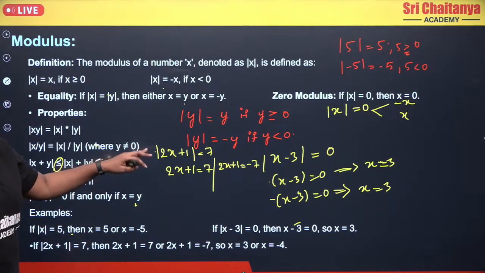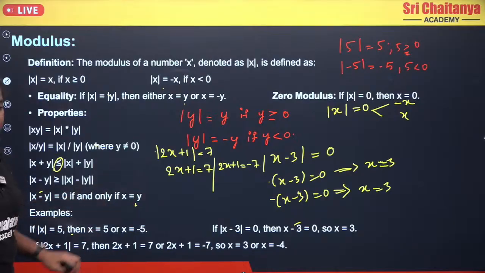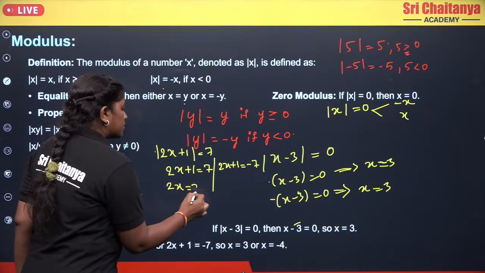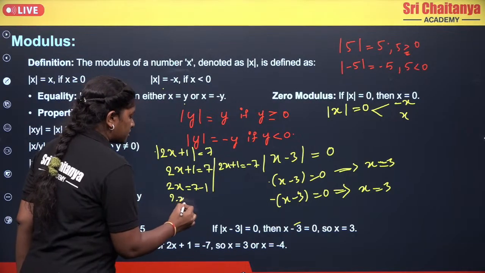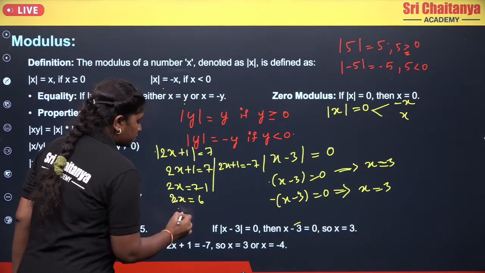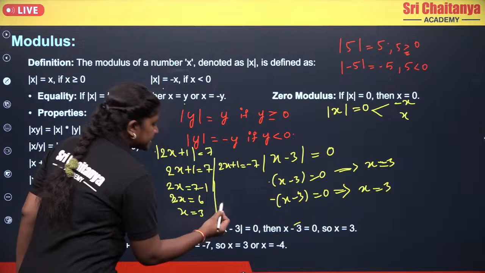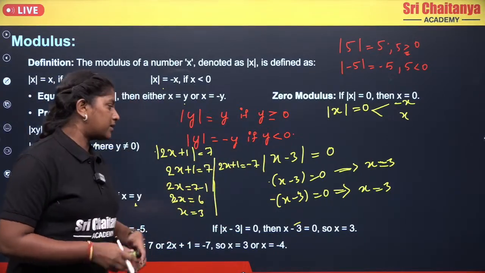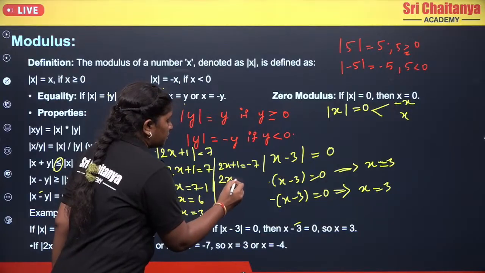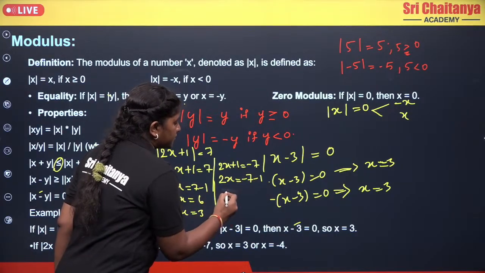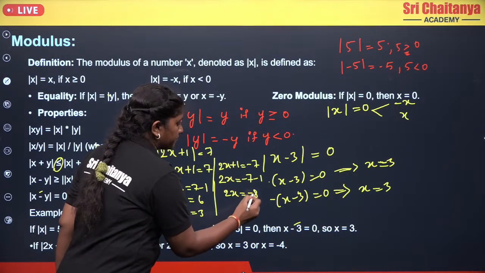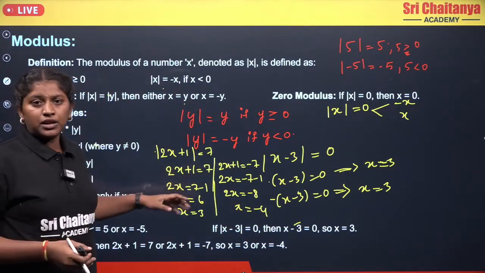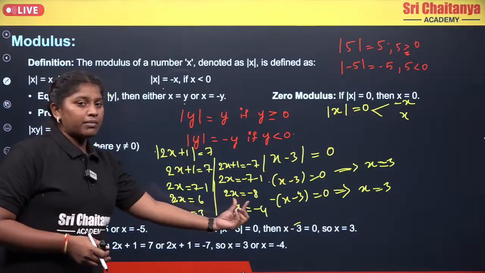Now if you simplify them, you will get the x value. So 2x equals 7 minus 1, 2x equals 6, and from this you will get x equals 3. In the same way, there is a possibility that I will get the minus also. So that becomes 2x equals minus 7 minus 1, 2x equals minus 8, and x equals minus 4. So there are two possible values for x, which are 3 and minus 4.